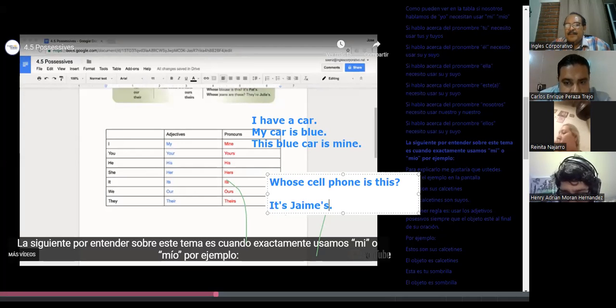Okay. Es de Jaime. Aquí pega bien el ejercicio, pero como no lo vemos, si estuviéramos en un lugar físico, todos en el mismo lugar, y ustedes no saben el nombre, pero saben que el teléfono es de él, me dirían, it's his, y lo señalarían. Y si es de ella, it's hers, ¿ok? Pero en este caso, que no todos lo ven en la pantalla, dicen, it's Jaime's, ¿ok? It's Jaime's. Good.